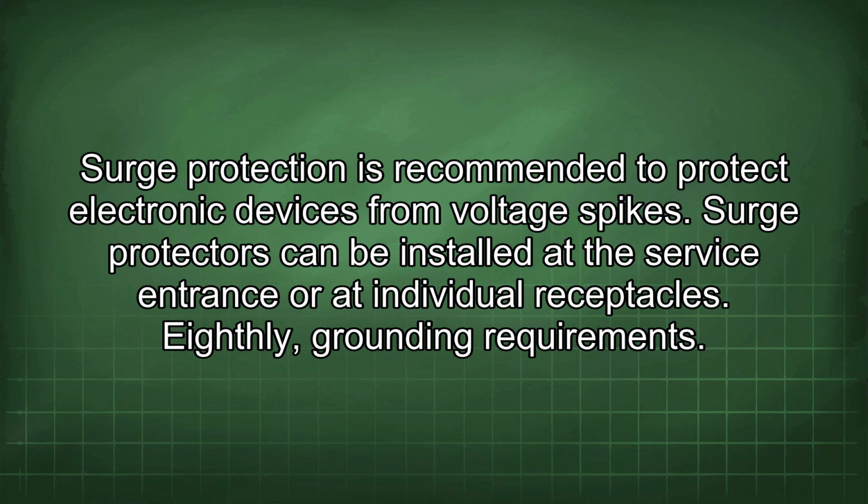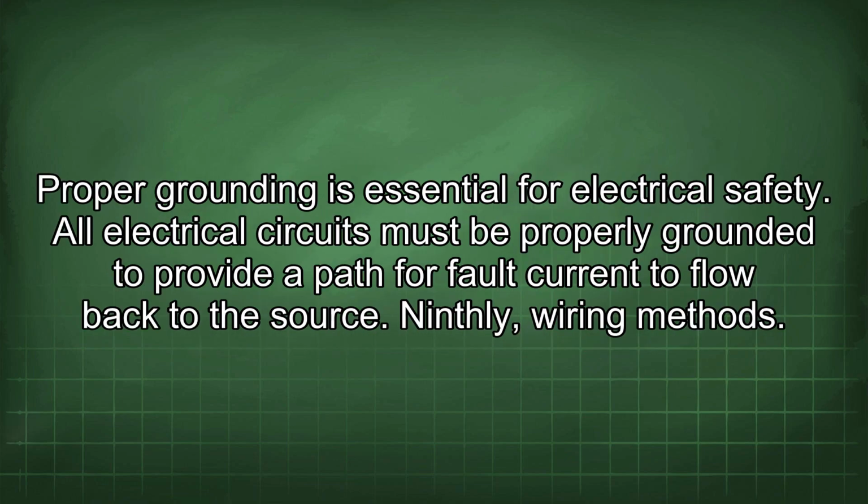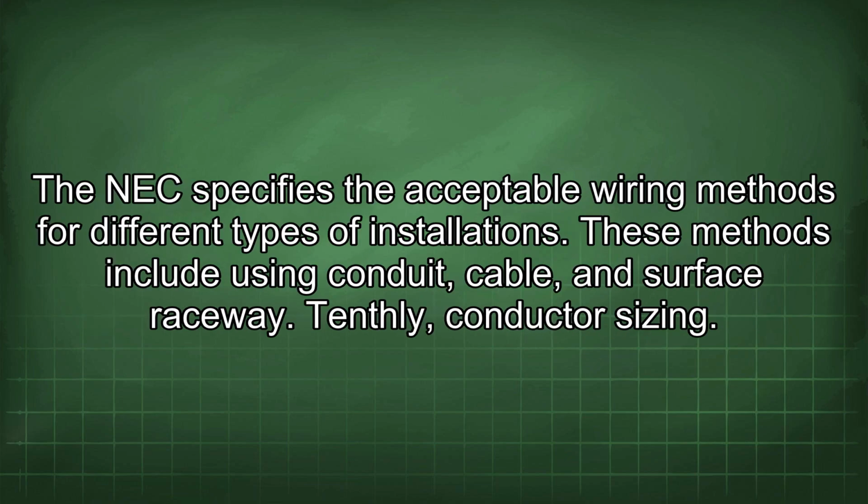Eighthly, grounding requirements. Proper grounding is essential for electrical safety. All electrical circuits must be properly grounded to provide a path for fault current to flow back to the source. Ninthly, wiring methods. The NEC specifies the acceptable wiring methods for different types of installations. These methods include using conduit, cable, and surface raceway.